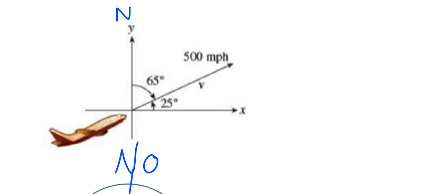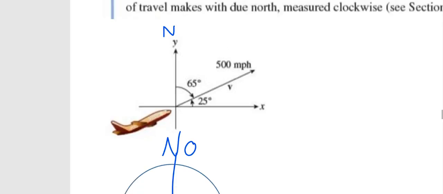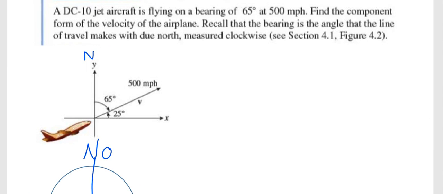The length of the vector. So they gave me the magnitude of the vector. They did not give me the components of the vector. So if I need the components of the vector, I'm going to have to figure that out on my own. Find the component form of the velocity of this airplane. Okay, so they're basically asking me to come up with those sides. How do I do that?